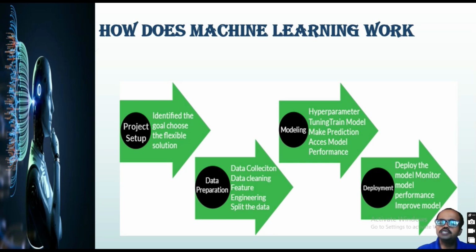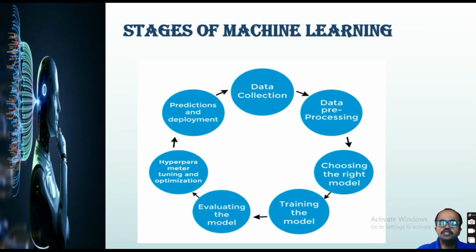Once the modeling is done, you can do the deployment. Deployment means deploy the model, monitor model performance, and improve the model. This is the way machine learning works. Some stages of machine learning are data collection, data preprocessing, choosing the right model, training the model, evaluating the model, hyperparameter tuning and optimization, predictions and deployment. These are the stages of machine learning.